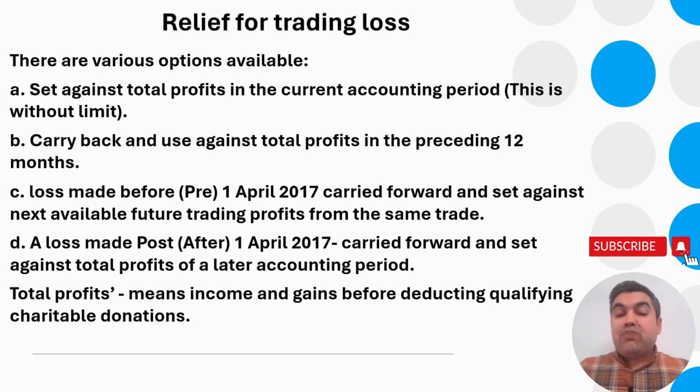A loss made post-April 2017: you can carry forward that loss if it arises after 1st of April 2017 and set it against total profit of a later accounting period. So in this case, not only against trading profit, but you can set it against total profit. Total profit means income and gains before deducting qualifying charitable donation.